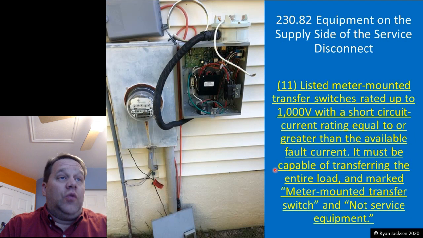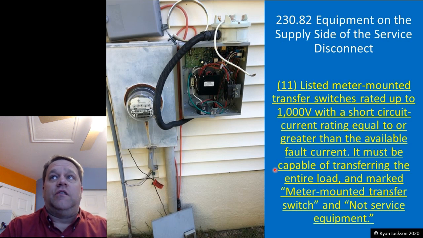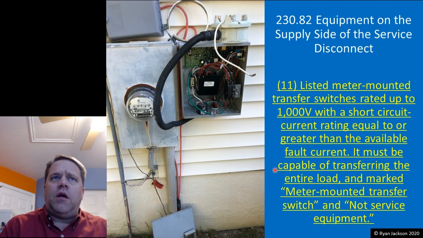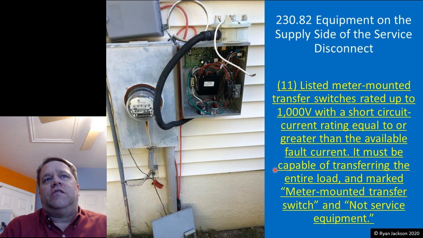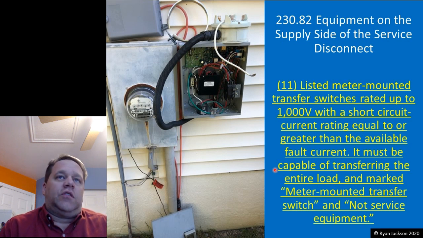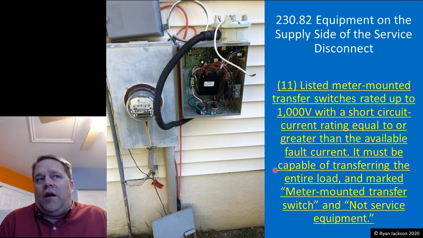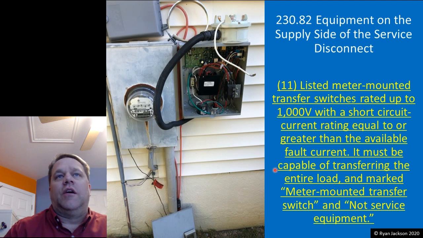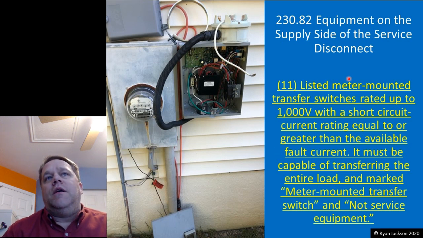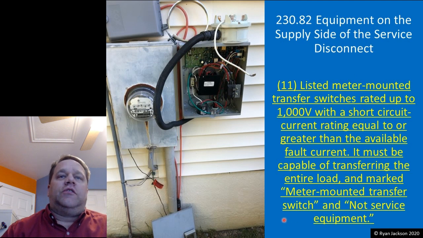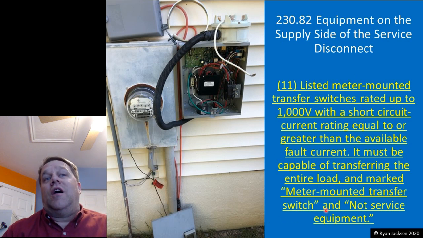We also added a new item 10, and I'm going to skip that because it addresses the next item we discussed, 230.85. So I'm going to skip item 10 and go to item 11, which is listed meter-mounted transfer switches rated up to 1,000 volts if they have a short circuit current rating equal to or greater than the available fault current, which, I mean, that's always required, right? 110.10 says that, so, some extra words there. But a listed meter-mounted transfer switch has to be capable of transferring the entire load, and it has to be marked meter-mounted transfer switch, and also has to be marked not service equipment.